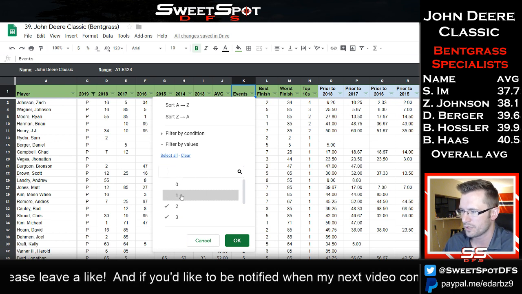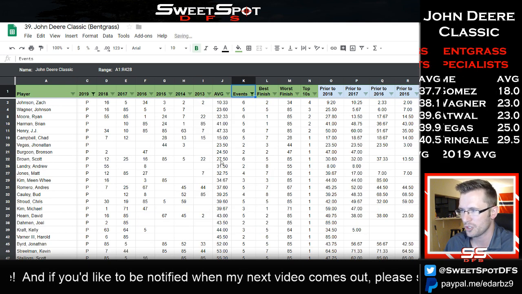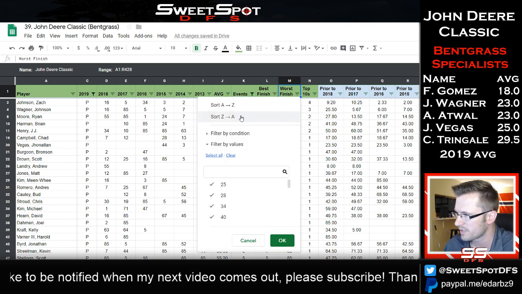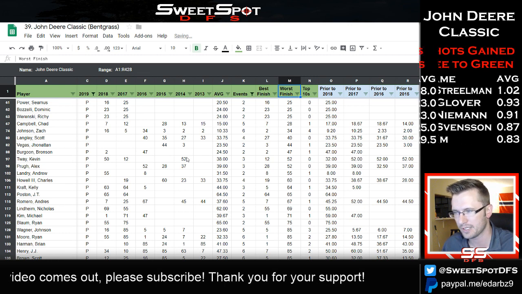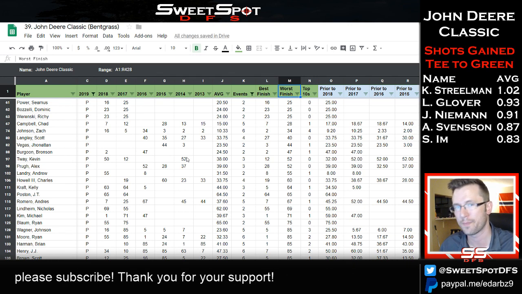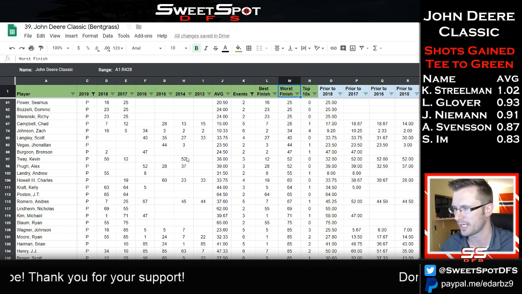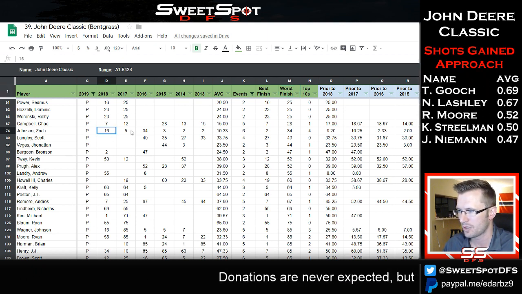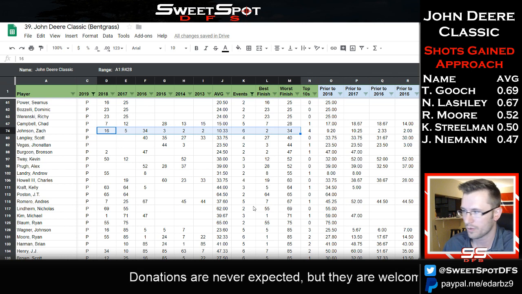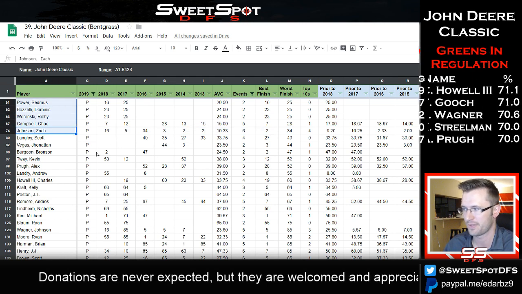I'm going to get rid of events, you know, 0 to 1, and just look at 2 and further, and then look at the worst finishing position. Basically the best worst finish, or the worst best finishing position. That's how we want to say it. And just look at how many events someone has played and their worst finishing position. Zach Johnson is 5th on this list.